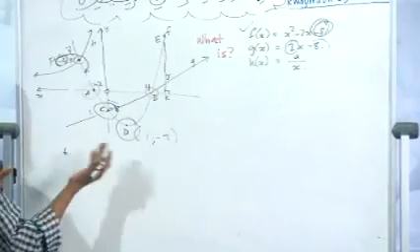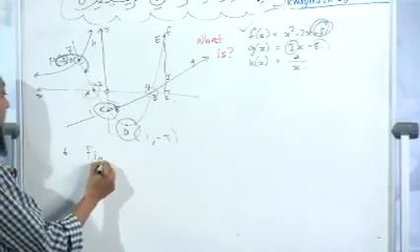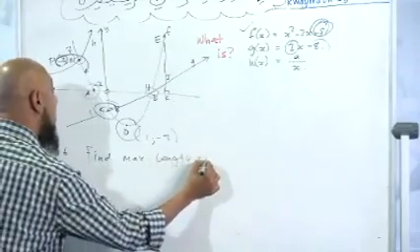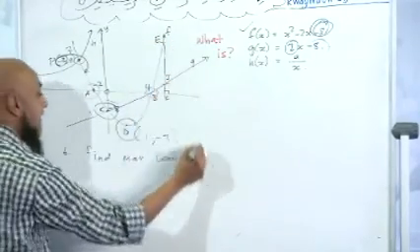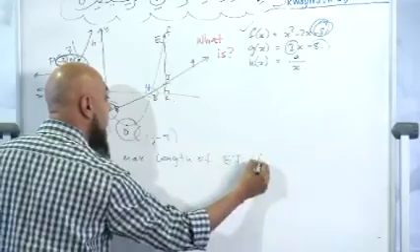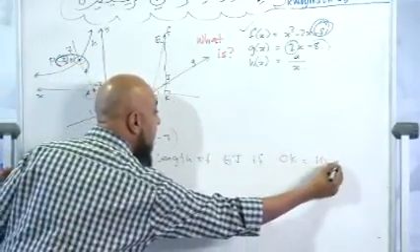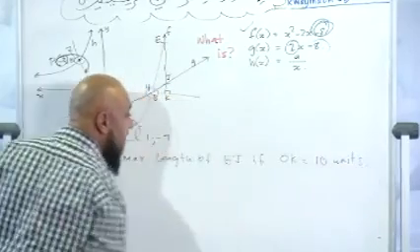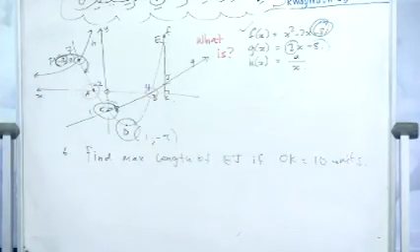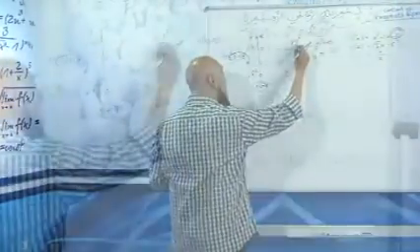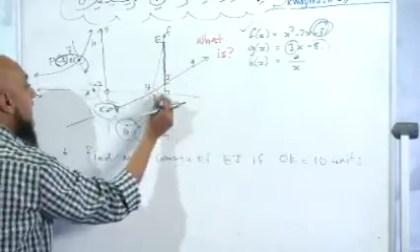Question number 6. Is it 6? 7? Who cares? Find the maximum length of EJ, if OK is equal to 10 units. Find the maximum length of EJ. You know, this is a very popular question. They want the maximum length of EJ. That means they want that if OK is 10.